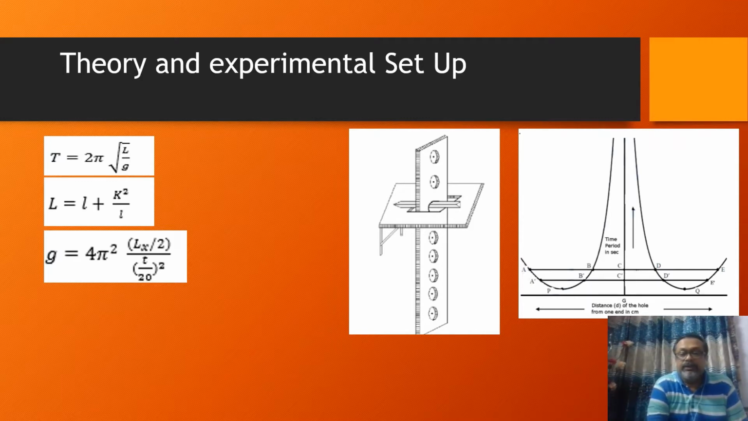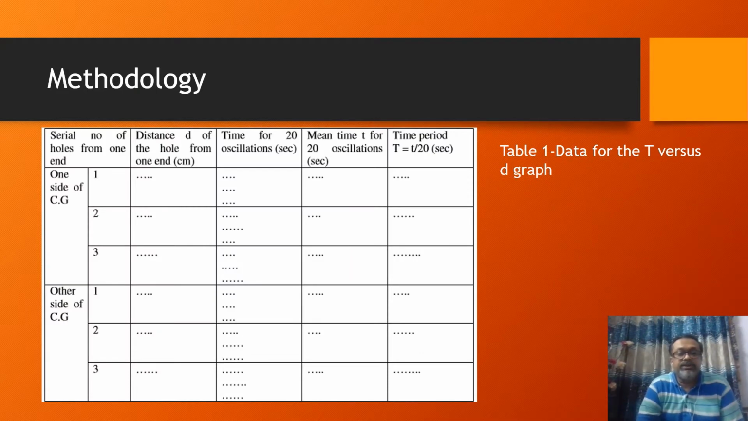Now if you see the observation part, you have to record the observation in this table. You have to record the time period for 20 oscillations at one side of the CG and at the other side of the CG also. From here you can calculate the time period, which is T is equal to t by 20.